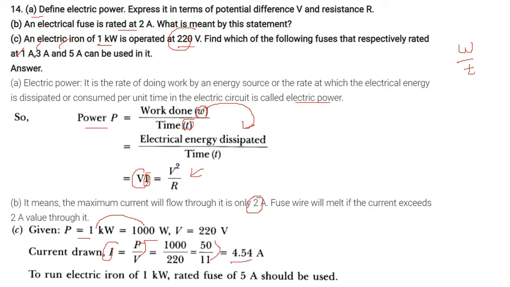So in order to run an electric iron of 1 kilowatt, we need a fuse, because the 1 ampere and 3 ampere fuses will melt. We need at least the 5 ampere fuse. Since 4.54 is less than 5, the wire will not melt.